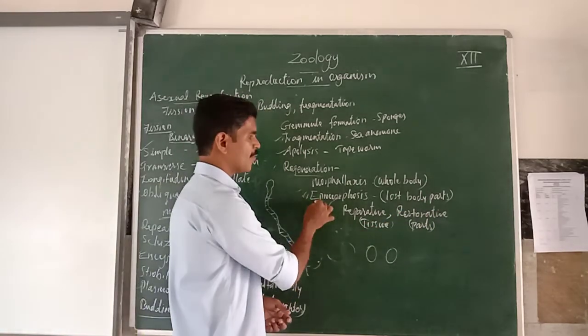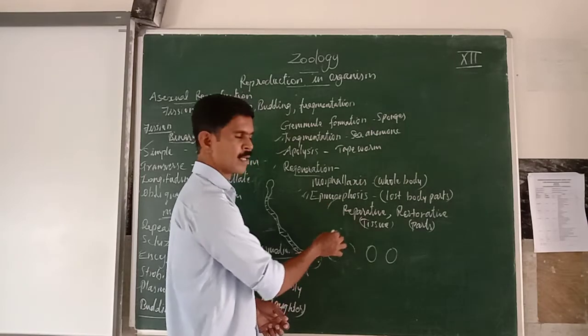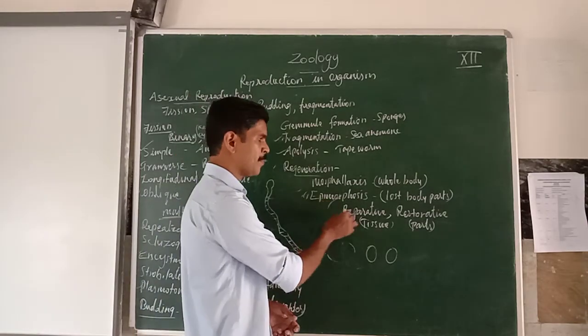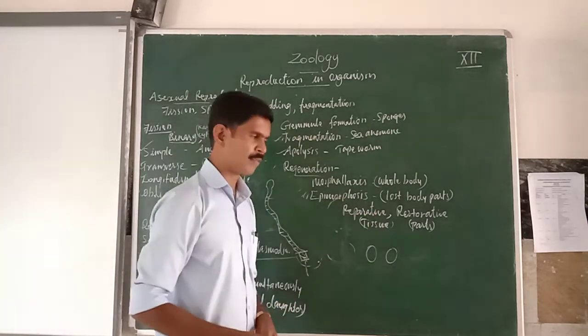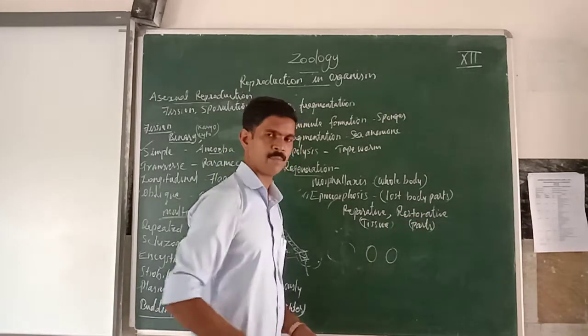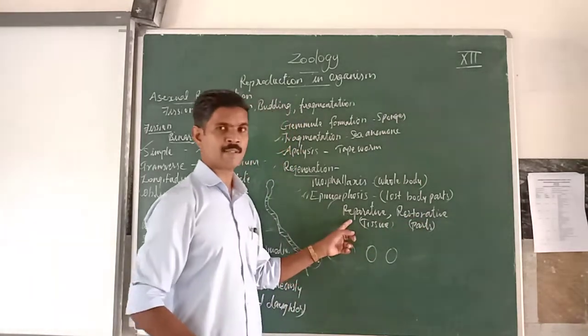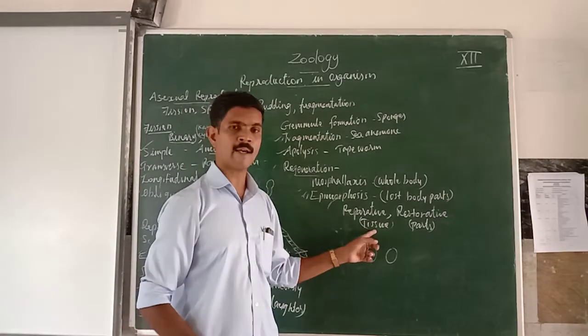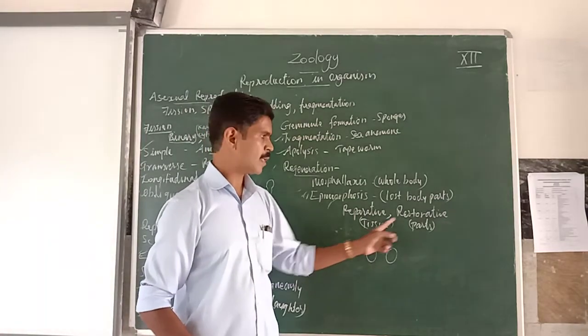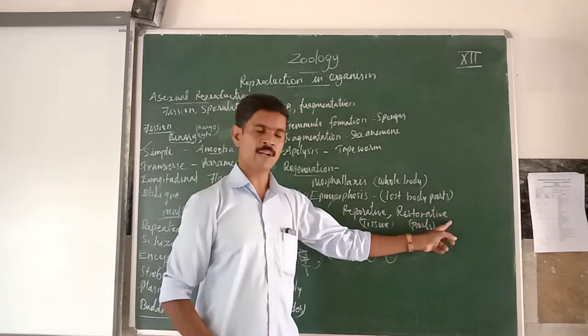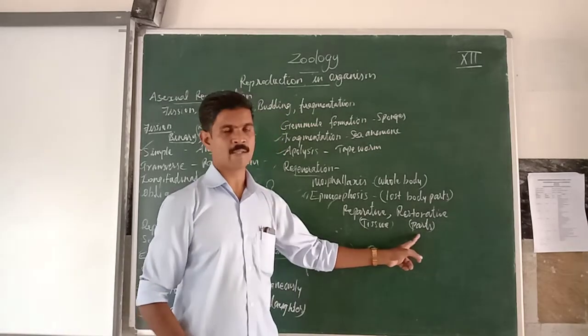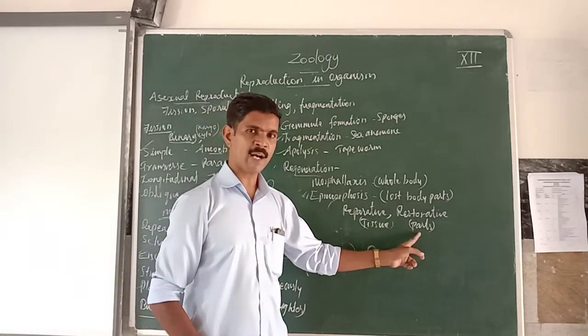Then this epimorphosis is again classified into two types. One is called reparative epimorphosis and the second is called restorative epimorphosis. In reparative epimorphosis, only the damaged or injured tissues develop. In restorative epimorphosis, the damaged or injured body parts are developed.